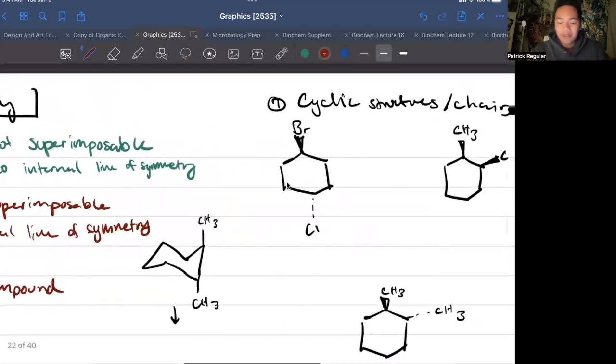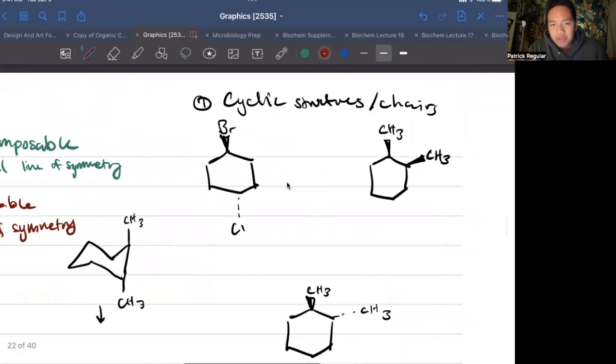So let's move on. The first kind of structure that we'll be looking at are cyclic structures and chair conformations. This personally is one of the easier ones because probably the hardest one is Fischer projections, and maybe Newman projections might be a little mid. This one is a little easy.